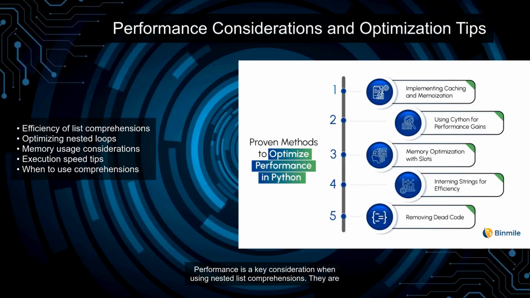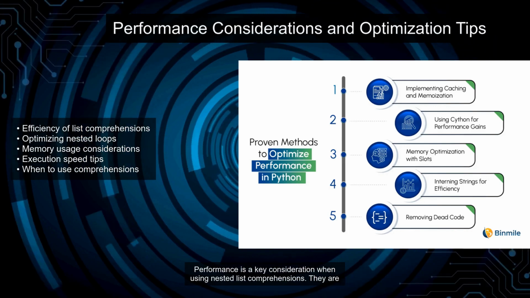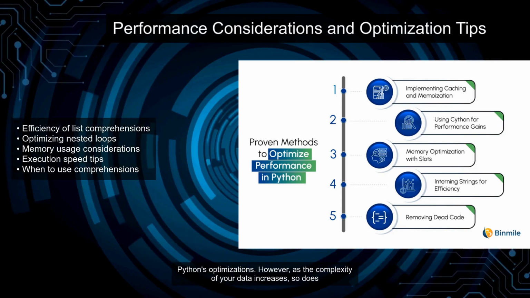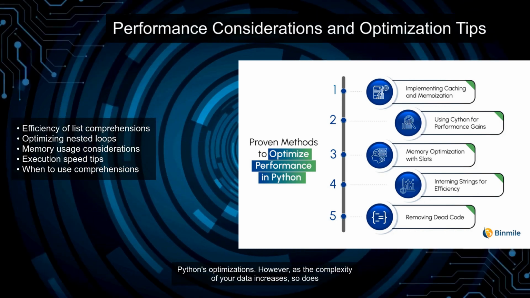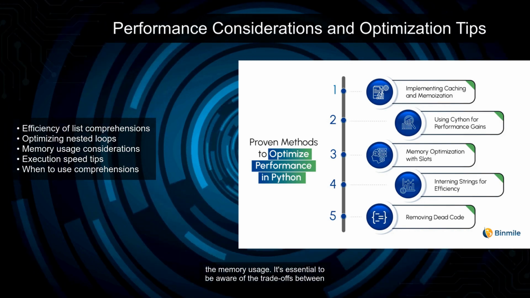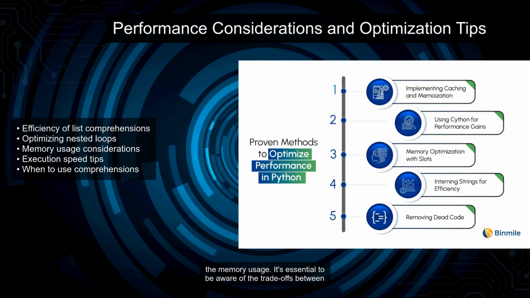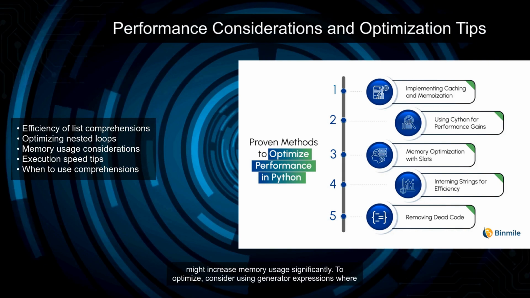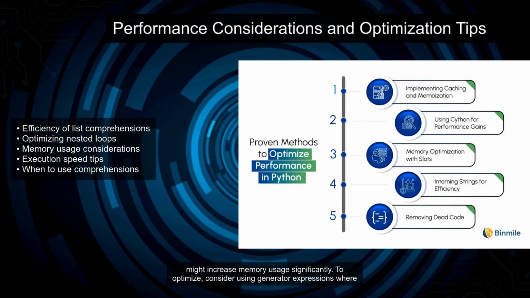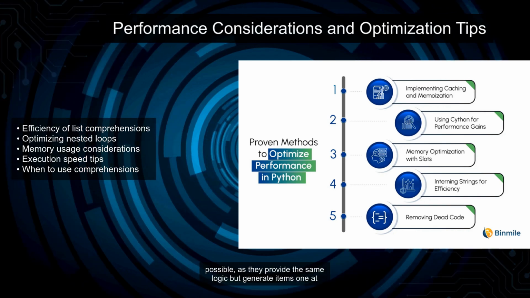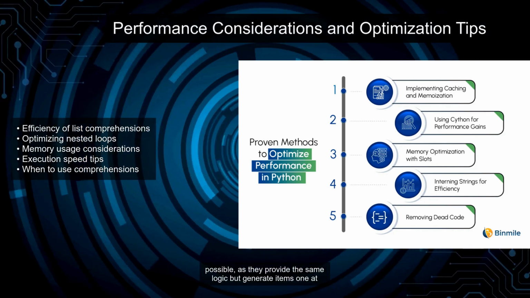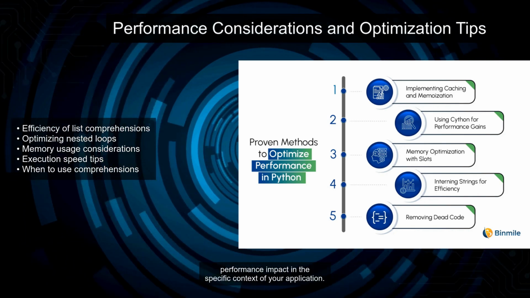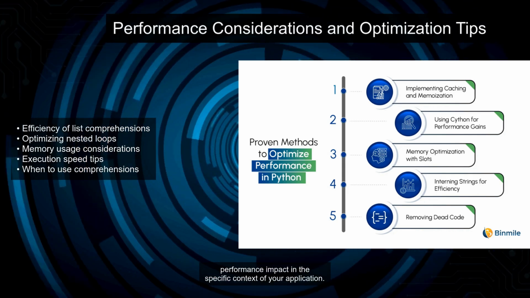Performance is a key consideration when using nested list comprehensions. They are generally more efficient than traditional loops due to their compact syntax and Python's optimizations. However, as the complexity of your data increases, so does the memory usage. It's essential to be aware of the trade-offs between execution speed and memory consumption. For instance, using comprehensions with large datasets might increase memory usage significantly. To optimize, consider using generator expressions where possible, as they provide the same logic but generate items one at a time, reducing memory overhead. Always profile your code to understand the performance impact in the specific context of your application.